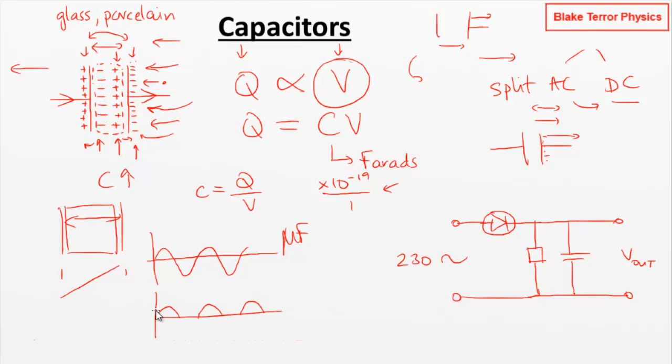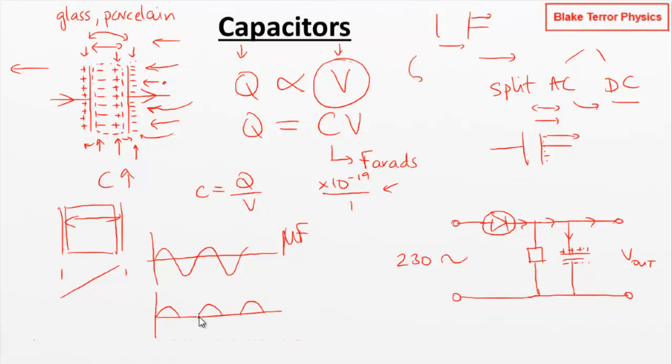But of course, once we've got the current flowing, this capacitor is going to start charging up. So we've got our current flowing all this way. We're going to get our negative charges there. We're going to get our positives on this side. So that's all going to start building up. We're going to charge up our capacitor.